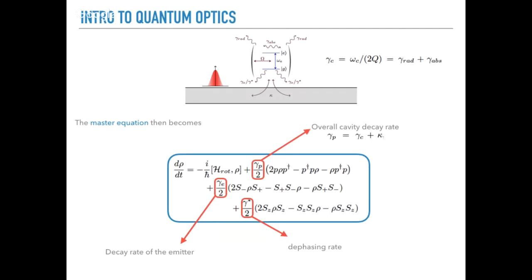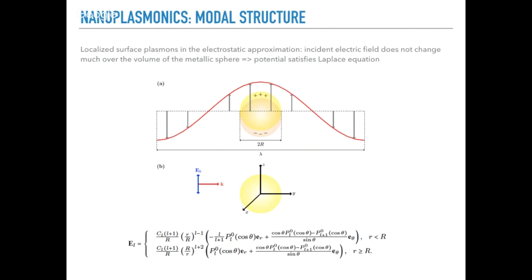And as I will show in a few slides, the main difference for a plasmonic system will be in the decay rate of the emitter. But to come to that, I'll briefly go into this, and probably a lot of you know this already, so I'll be quick on this.